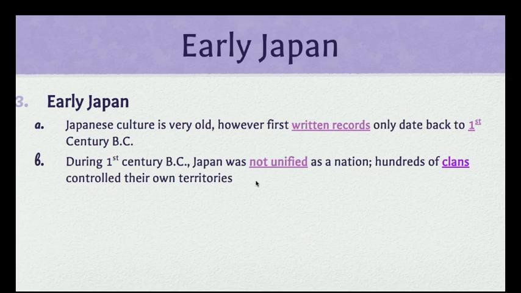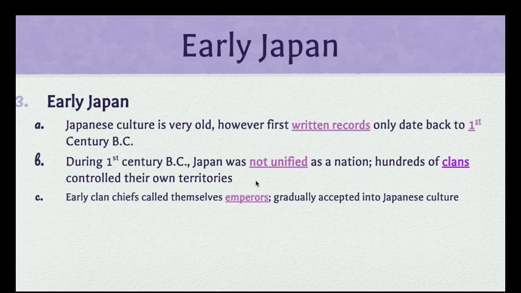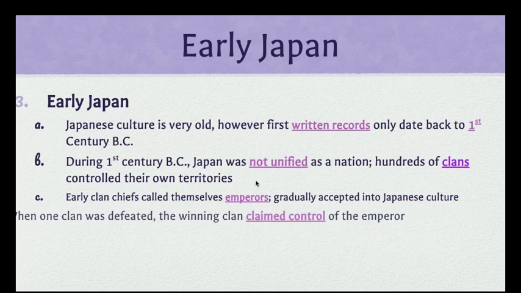But during the 1st century BC, Japan was not unified as a nation. Instead, they had hundreds of clans that controlled their own territories. So you don't have like an emperor of Japan quite yet, but that's going to be coming here as part of this story. So early clan chiefs called themselves emperors, and that was gradually accepted into Japanese culture. So the people that ran these clans were called the emperors, and the Japanese people, as they slowly unify, will continue to use that term.